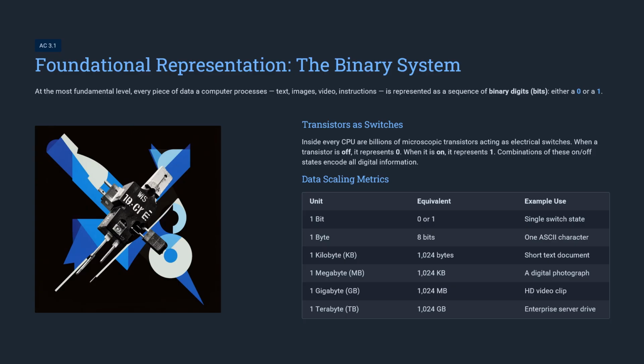This slide explains the binary system, which is the foundation of all computer data. Computers use only two values, 0 and 1, to represent and process information. These values are controlled by transistors that act as electronic switches. The table also shows how data is measured, from bits and bytes to kilobytes, megabytes, gigabytes, and terabytes.